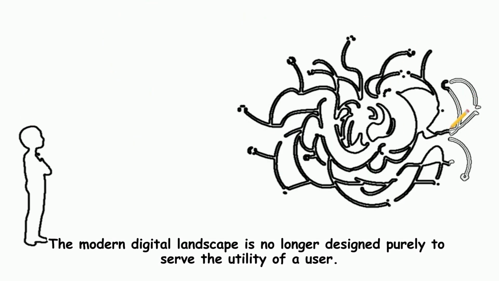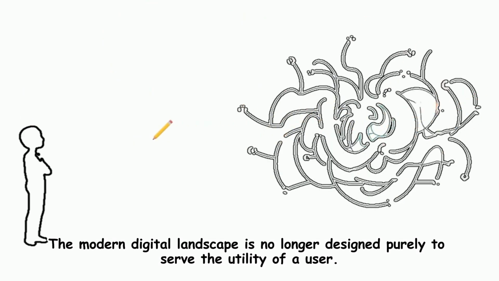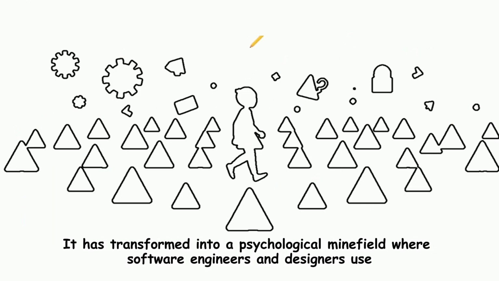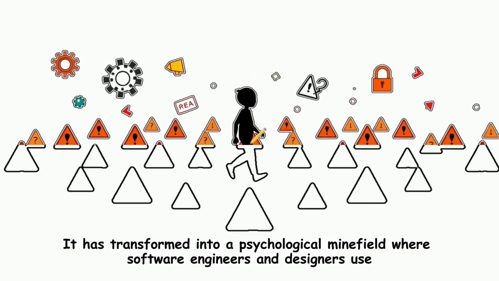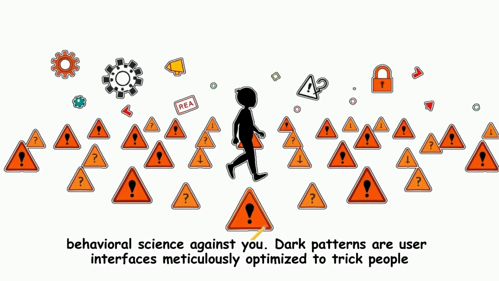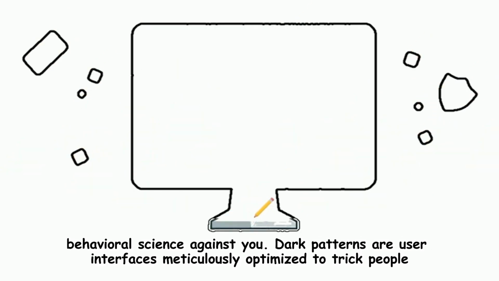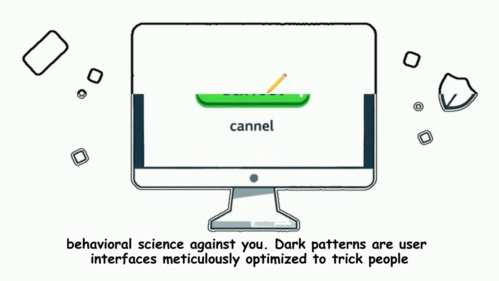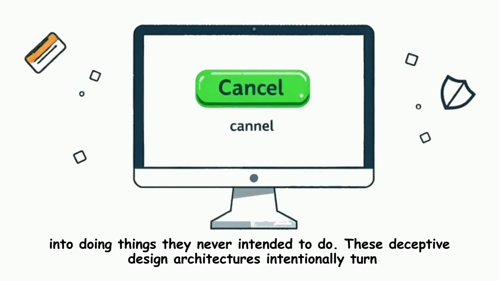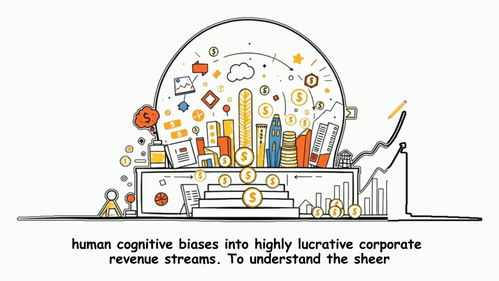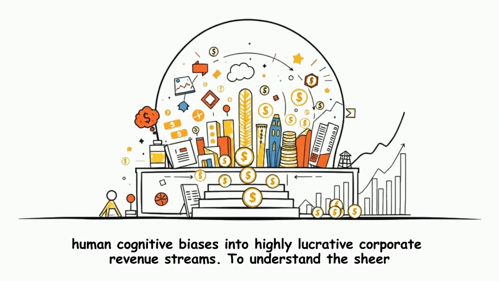The modern digital landscape is no longer designed purely to serve the utility of a user. It has transformed into a psychological minefield where software engineers and designers use behavioral science against you. Dark patterns are user interfaces meticulously optimized to trick people into doing things they never intended to do. These deceptive design architectures intentionally turn human cognitive biases into highly lucrative corporate revenue streams.